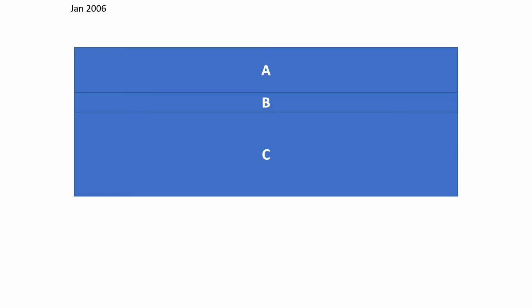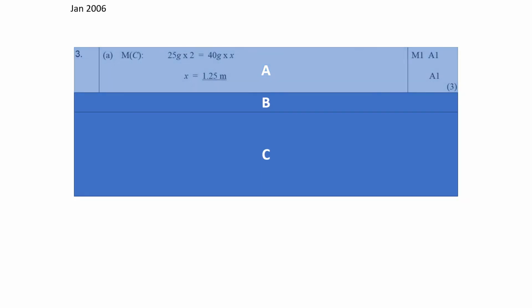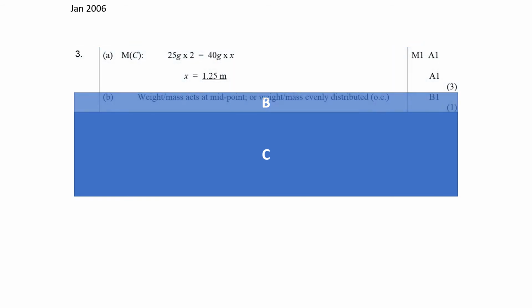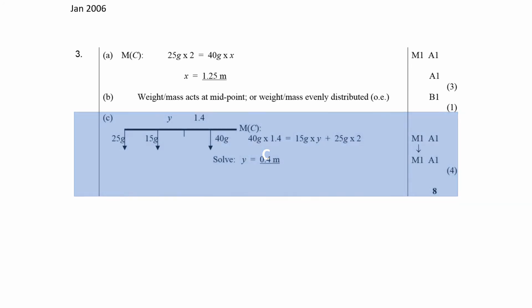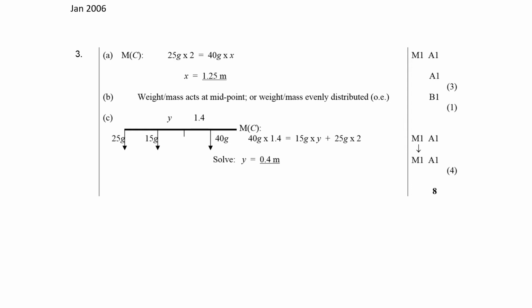Okay, welcome back. So the answer to part A is 1.25 meters. The weight of the mass acts at midpoint. That's the answer to part B. And to C, y is equal to 0.4.